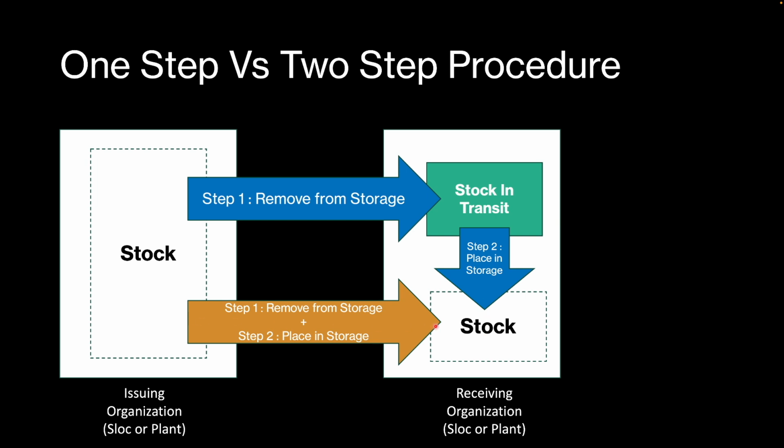Now in the single step that you see here, both these steps are done together. That is, removal from storage and placing in storage happens through a single movement type, and here the material gets transferred instantaneously. That is, the moment you post that movement type, the material will get issued from the issuing organization and will get received in the receiving organization in one go. So you can see on the screen, you have both these processes possible. You have two-step process and you have a single step process.